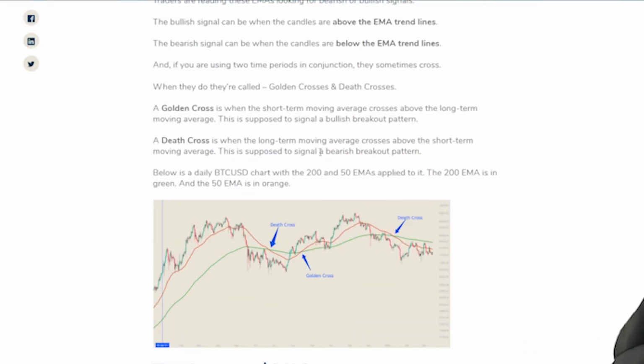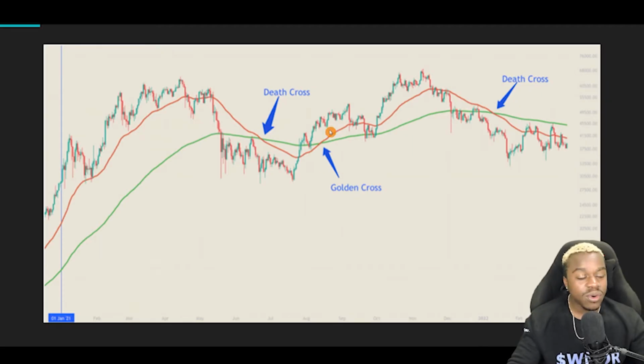And if you're using two separate time frame EMAs, then you get what's called a golden cross as well as a death cross. As you can see here, for example, a golden cross is when the short-term EMA crosses above the long-term EMA. And a death cross is when you get that short-term EMA to cross below that long-term EMA, and that signals a downtrend or a bearish breakout pattern.